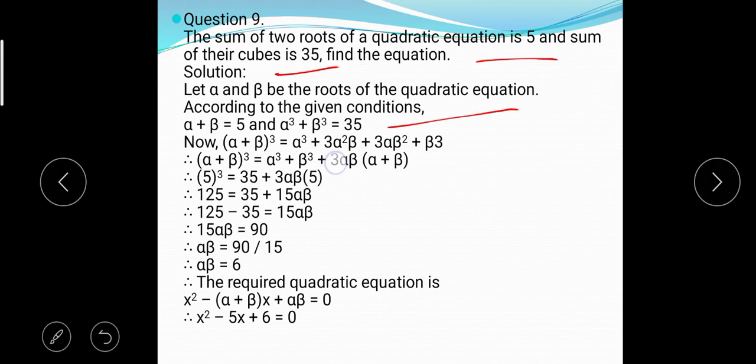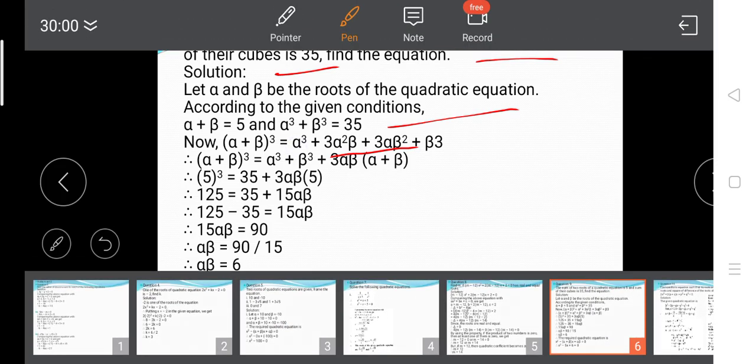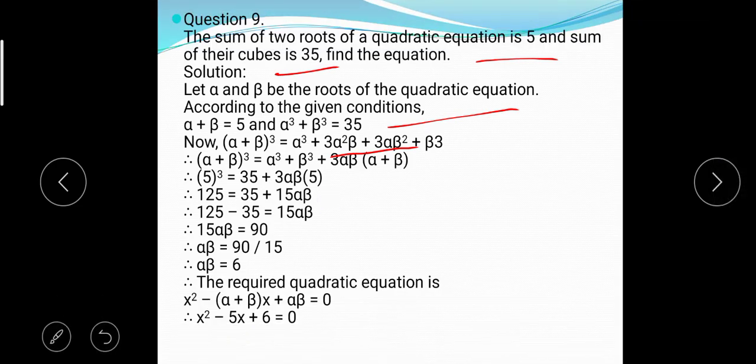Now, alpha plus beta whole cube, this equation we got. Take in these two terms 3 alpha beta common. So what will you get? Alpha cube plus beta cube plus 3 alpha beta in bracket alpha plus beta. Now alpha plus beta whole cube, 5 cube, is equal to 35, because alpha cube plus beta cube is 35, plus 3 into alpha beta into alpha plus beta, which is 5. So after calculating this, you will get 15 alpha beta is equal to 90, and therefore alpha into beta is equal to 90 divided by 15. So alpha into beta is equal to 6.